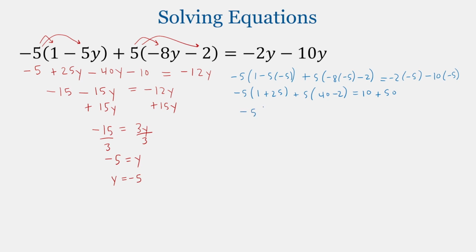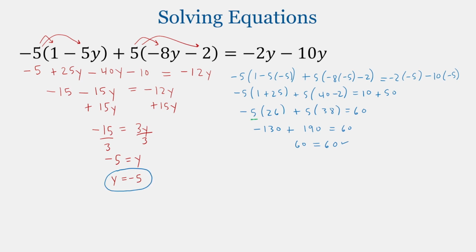Now we have negative 5 times 26 plus 5 times 38 is equal to 60. Negative 5 times 26 is negative 130. And 5 times 38 is 190. And then negative 130 plus 190, that is 60. So we have 60 equal to 60. That is a true statement.